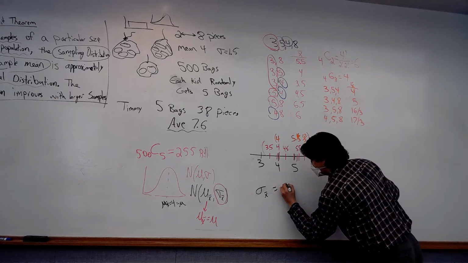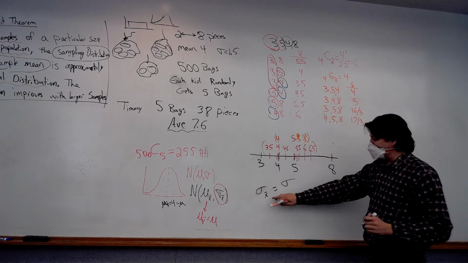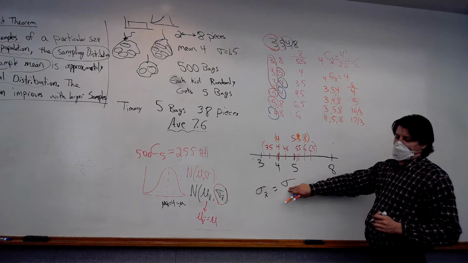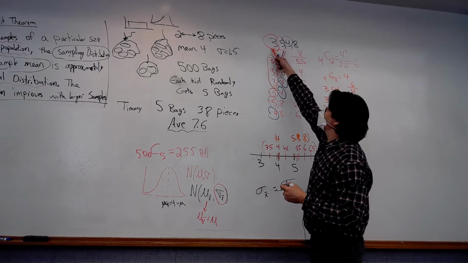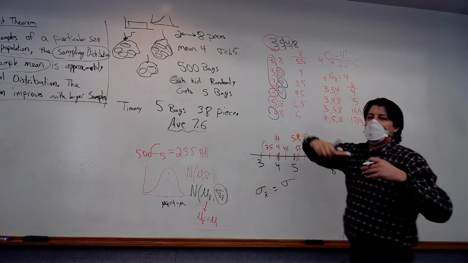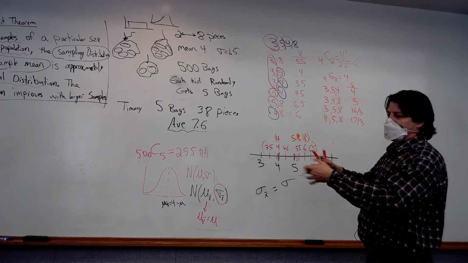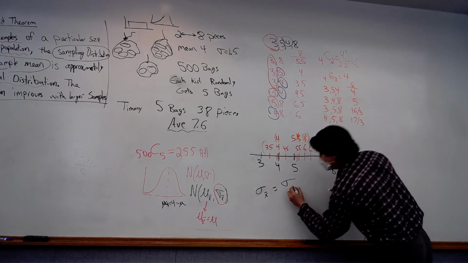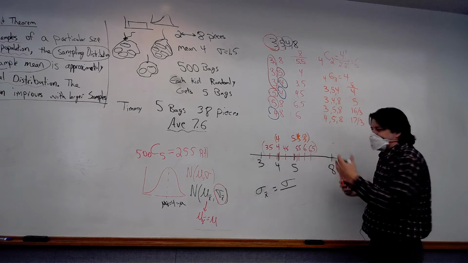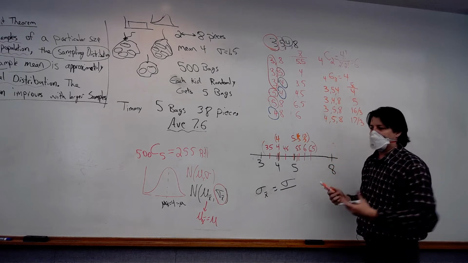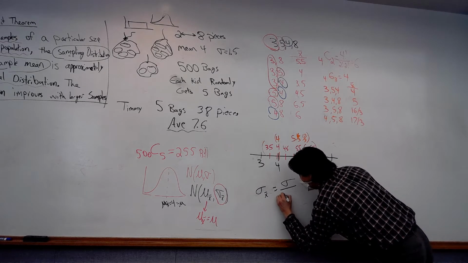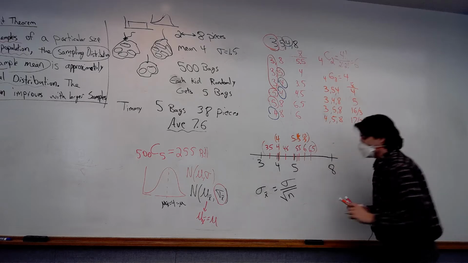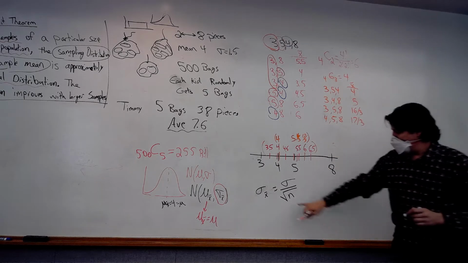But the result is it's a function of the population standard deviation, which makes some sense, right? If you have more spread out data in your population, your samples are going to be more spread out. But as we've seen, it gets smaller as the n goes up, as we take a larger sample size. And it does so directly related to the square root of n.